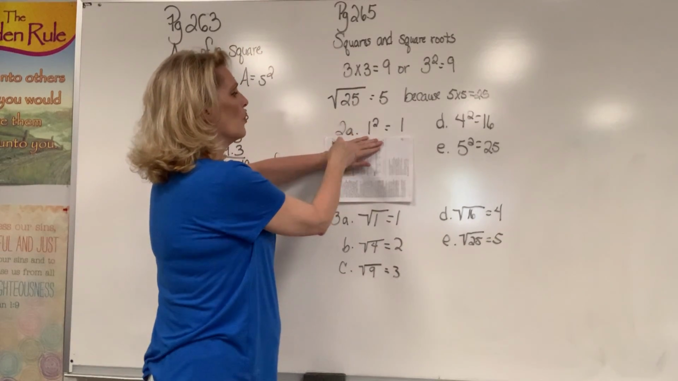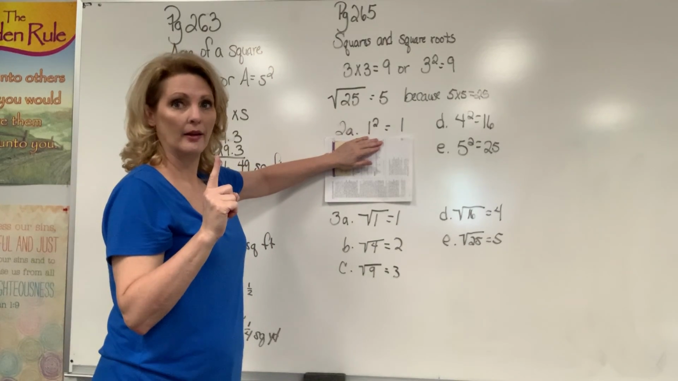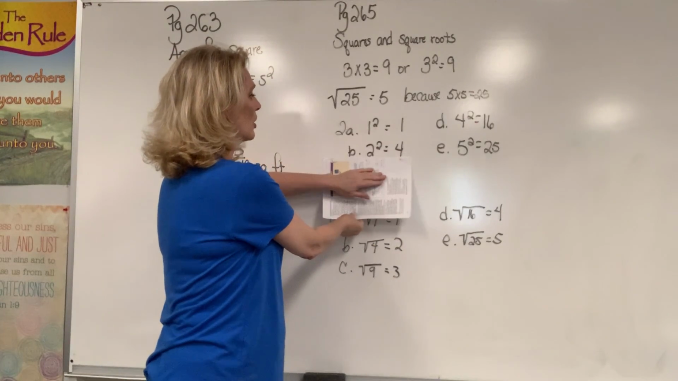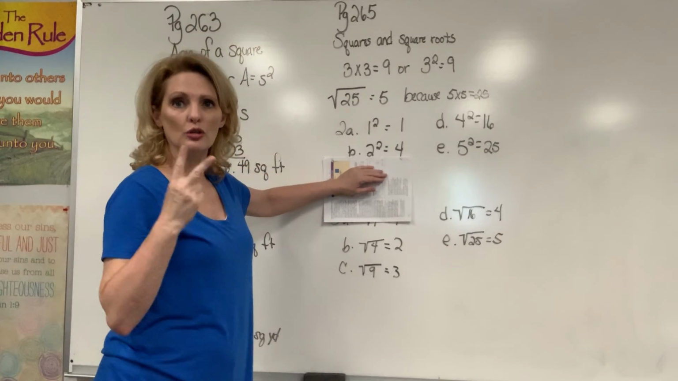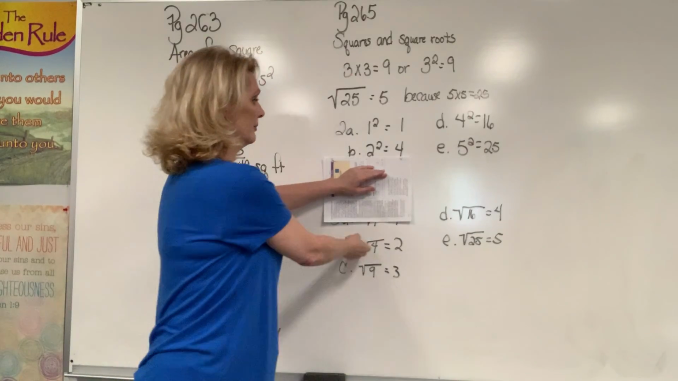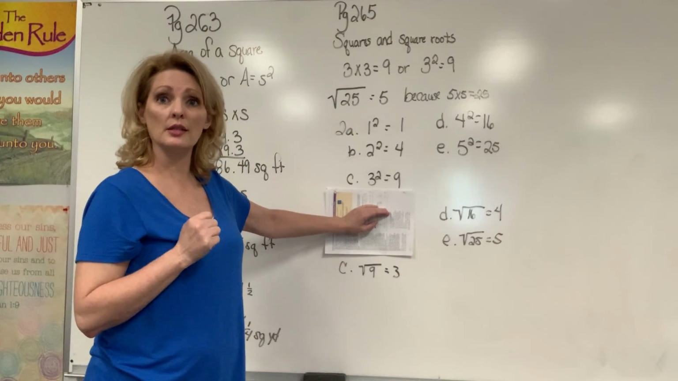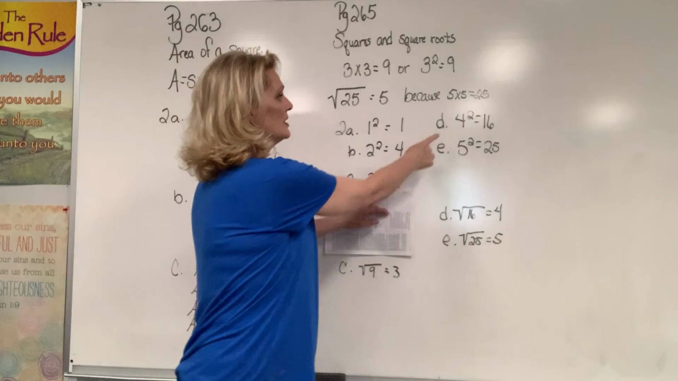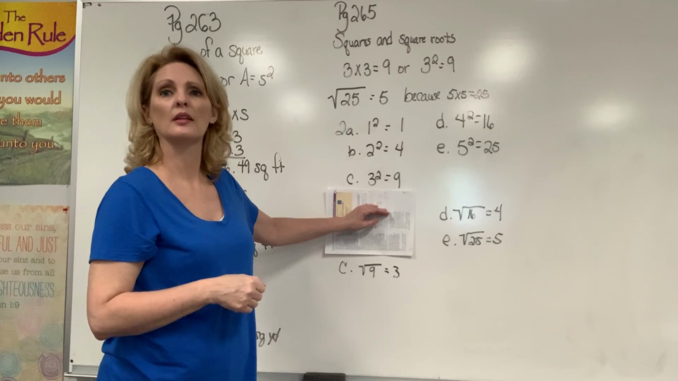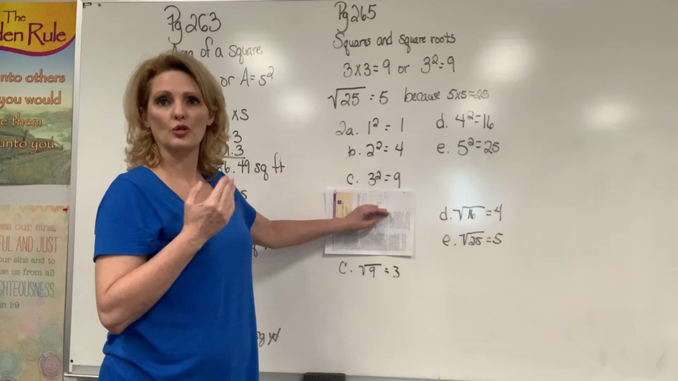So let's just start with 2a. You have 1 squared. 1 squared is 1 times 1, which equals 1. So that would be your answer on 2a. On b, you're saying 2 squared, which is 2 times 2. 2 times 2 is 4. Easy. C, 3 squared. 3 times 3 is 9. D, 4 squared is 4 times 4, which is 16. Then you have 5 squared. 5 times 5 is 25.